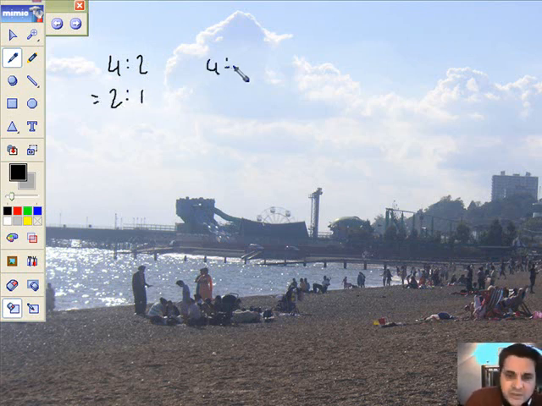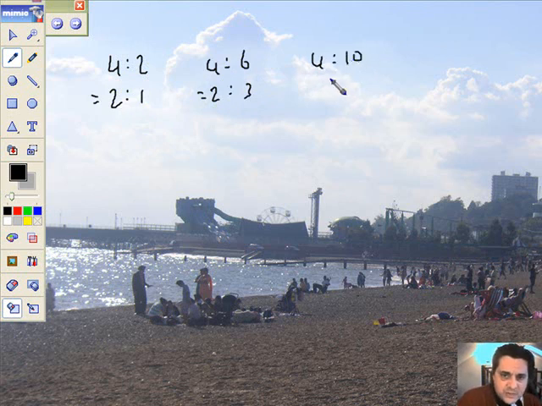Next one, we'll do 4 to 6, halve it down, 2 to 3. Don't always halve, just depends what the common factors are. So for example, 4 to 10, we can call that 2 to 5. Won't go any further than that.